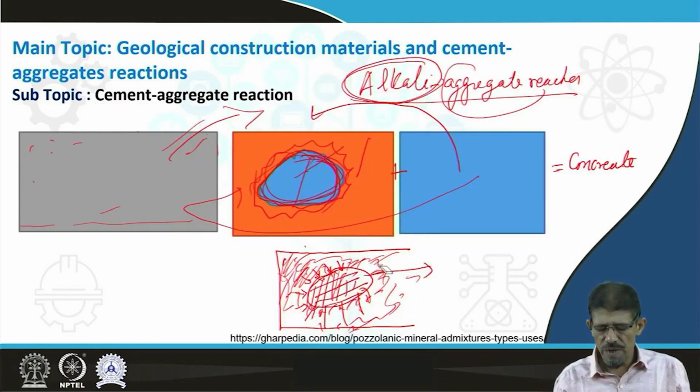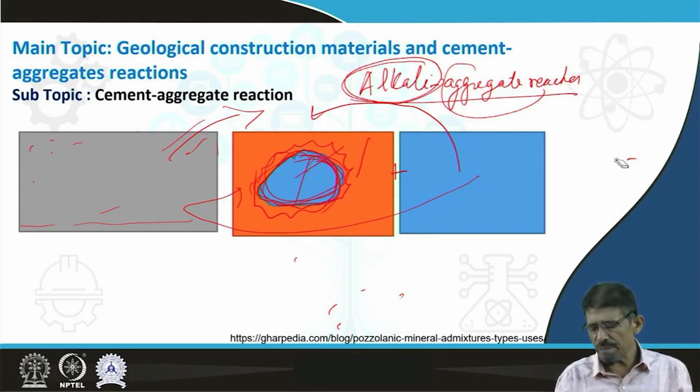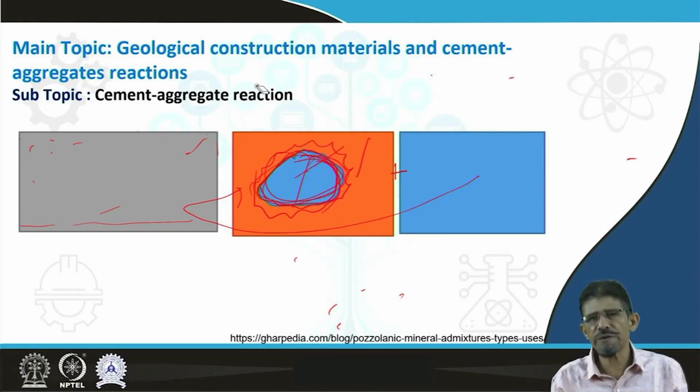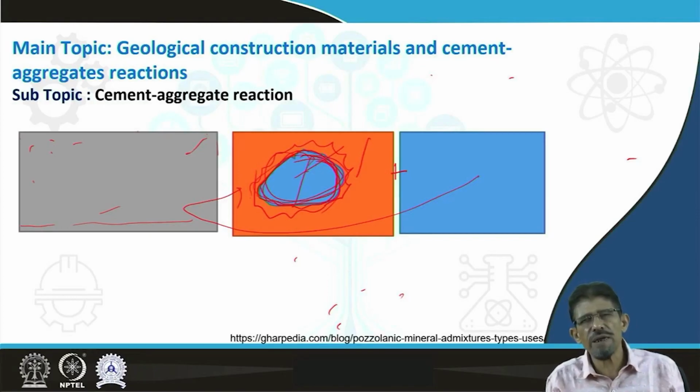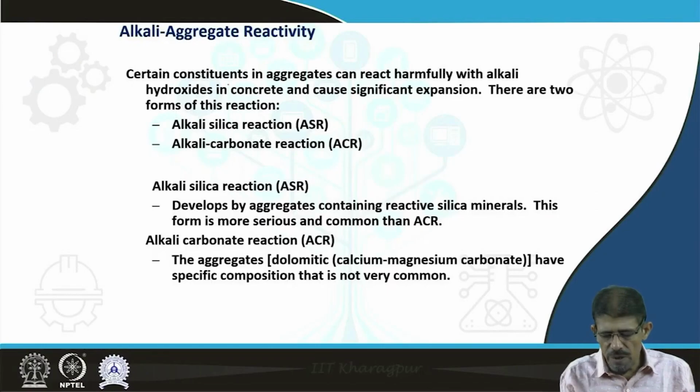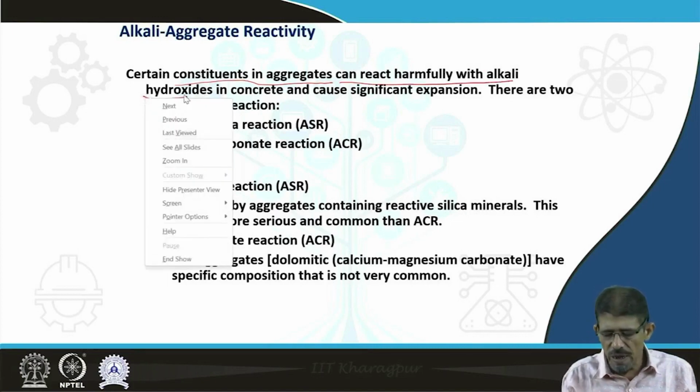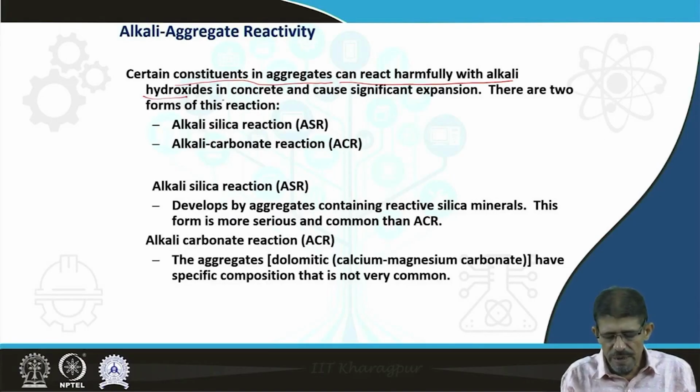Now, first we are going to see this concept, which was based on observations. People started observing the development of a crack network, and blowout of grains, of aggregate, from the concrete structure, etc. As we have already discussed, certain constituents in aggregate can react harmfully with alkali hydroxide due to the presence of water in concrete. Here we are going to discuss it simply.